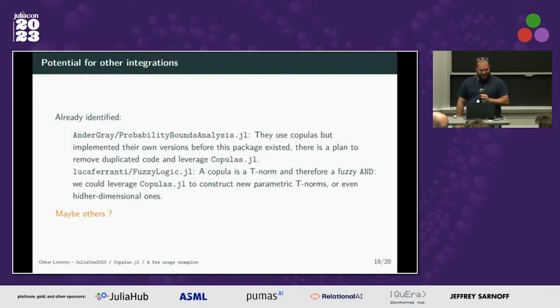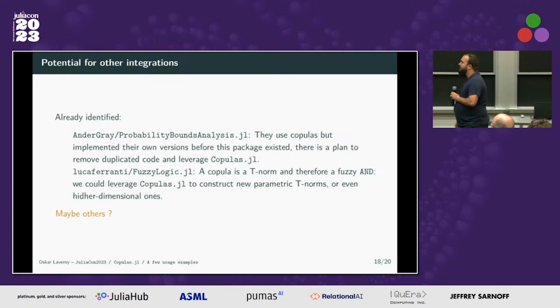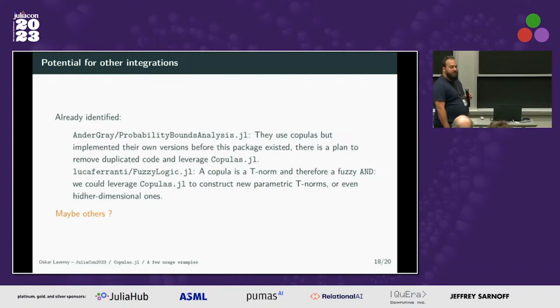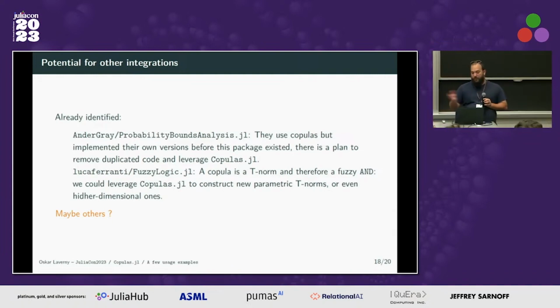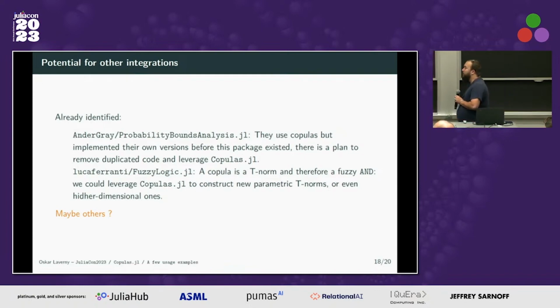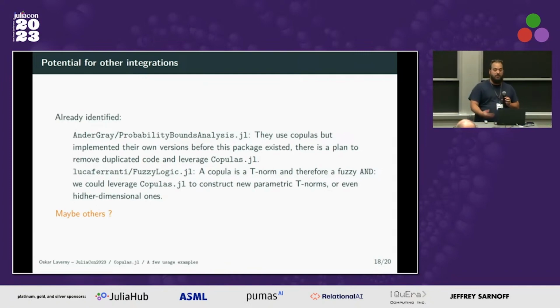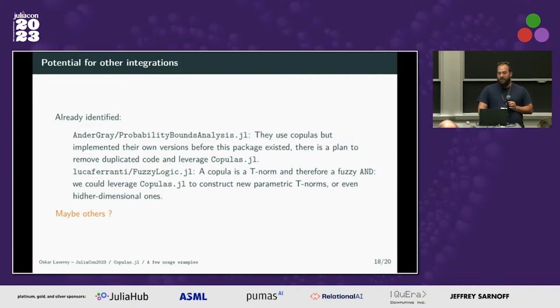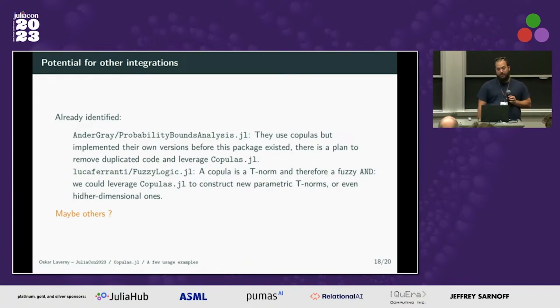I'm starting to arrive to the end of my slides. There are potentials for other integrations with the current state of the field. The one that I really like is probability bounds analysis. It's a package that assumes that you don't know the dependent structure between your random variables, and it will give you bounds on, for example, the sum or the maximum or stuff like that, assuming that you don't know how the things are correlated with each other. And it's a pity because they came before Copulas.jl existed, and they re-implemented a lot of stuff that I already had. And we have a plan. There is a pull request to remove this duplication and actually use the Copulas.jl stuff.